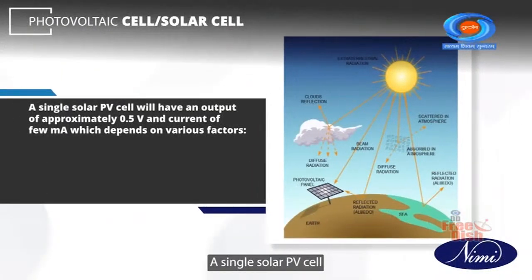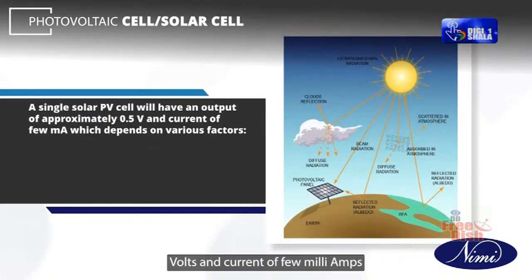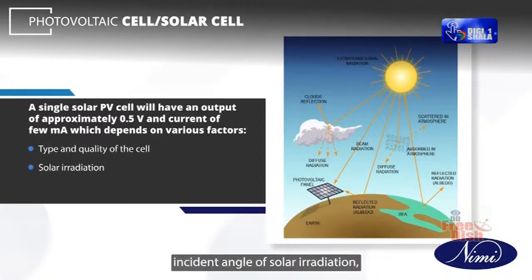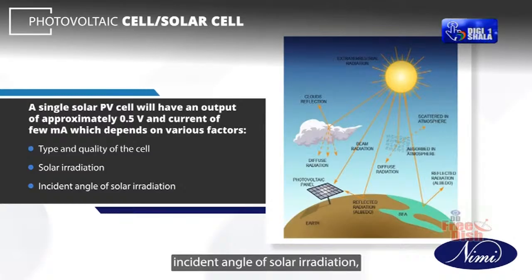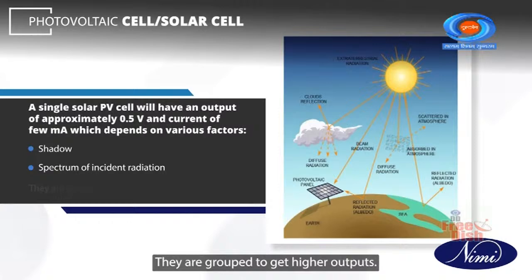A single solar PV cell will have an output of approximately 0.5 volts and current of few milliamps, which depends on various factors such as type and quality of the cell, solar irradiation, incident angle of solar irradiation, spectrum of incident radiation, etc. They are grouped to get higher outputs.